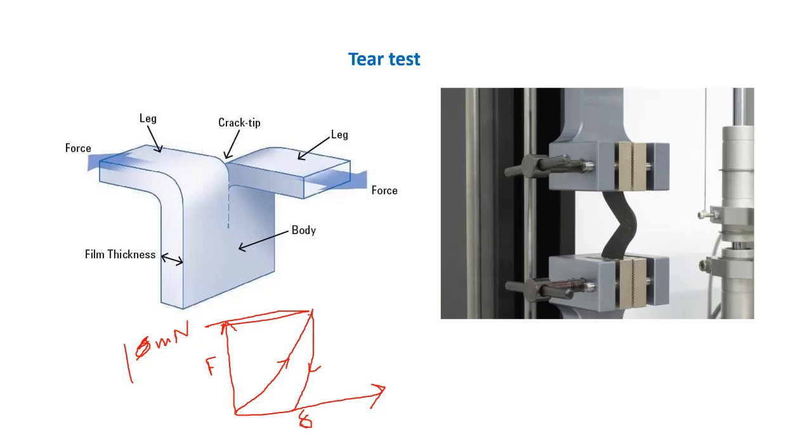the deformation will go like this. So at this point particularly, if I unload it, it will come back. So there will be some elastic deformation. This range will be the elastic deformation, and then there will be a plastic deformation in this range. Okay.